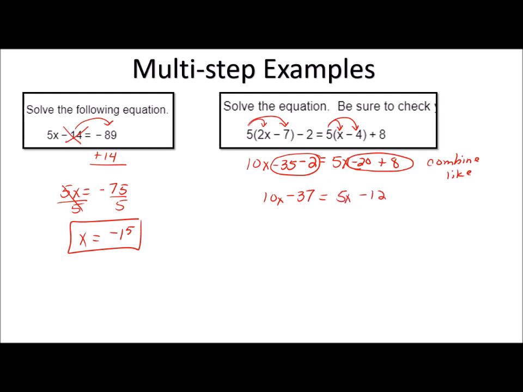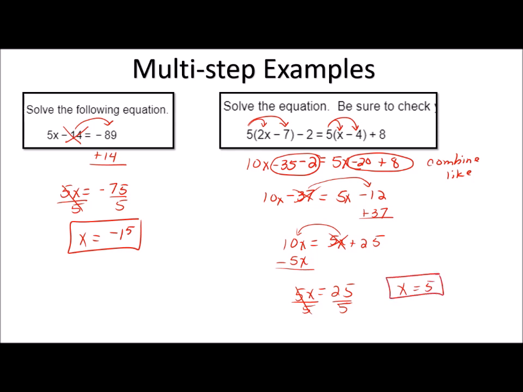Now and only now would it be most efficient to start moving terms. If I move the negative 37 across the equals, it becomes a positive, leaving 10x equals 5x, and I combine those two numbers to get 25. Then I will move that 5x across the equal, and it becomes a negative 5x. 10 minus 5 would give me 5x equals 25, and then I divide both sides by 5. The solution here is x equals 5. You can always check an answer by plugging it back into the original problem.